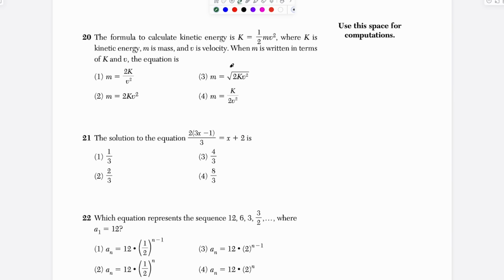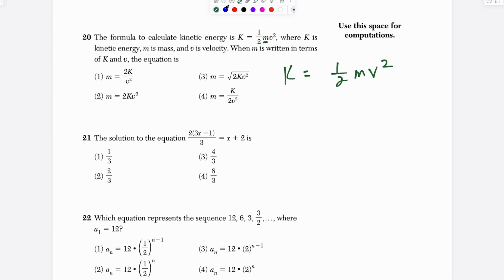Question 20, the formula to calculate kinetic energy is K equals 1/2 mv squared, where K is kinetic energy, m is mass, and v is velocity. When m is written in terms of K and v, the equation is... So for this one, we're going to solve for m. So we have K equals 1/2 mv squared. And if we just go piece by piece here, we want to move one term over at a time. And let's get rid of this 1/2 first. I'm just going to give a little space here. I'm going to move this over like this.